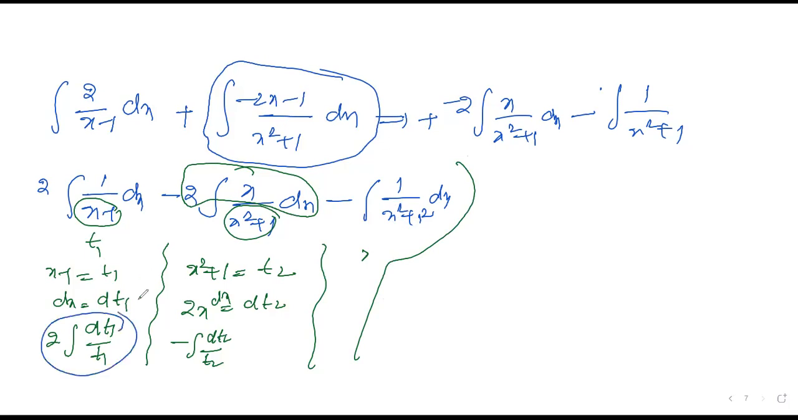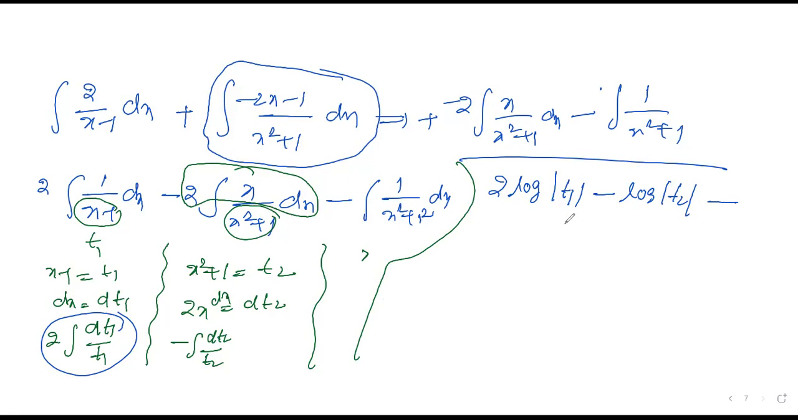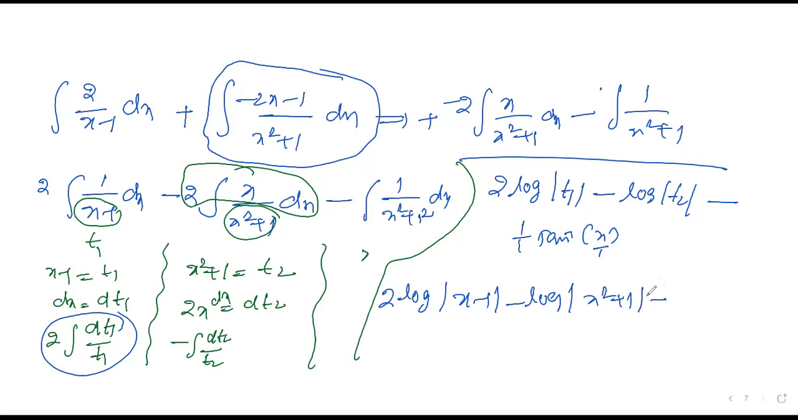This is the integration of 2t by dt, right? So 2 into 2t by 2t, log t. So log t1 minus log t2 minus 1 by a tan inverse x by a. Okay, the final answer is 2 log of t1, which means x minus 1, minus log of t2, which means x square plus 1, and t3 means 1 by a tan inverse x by a, so tan inverse x by 1 plus c.